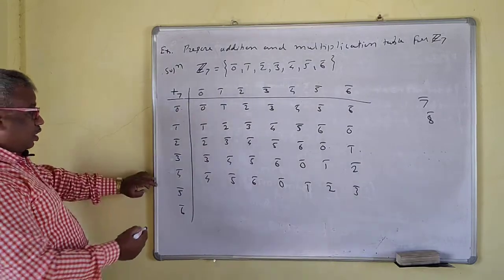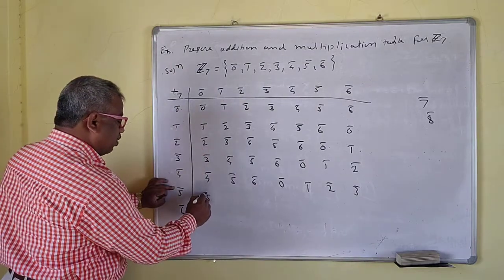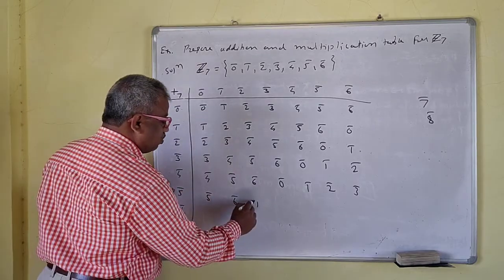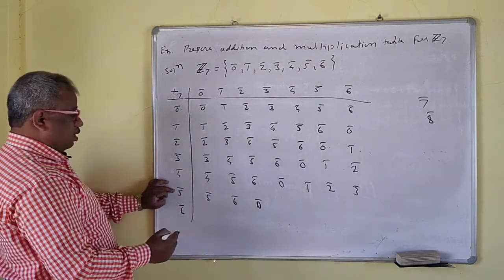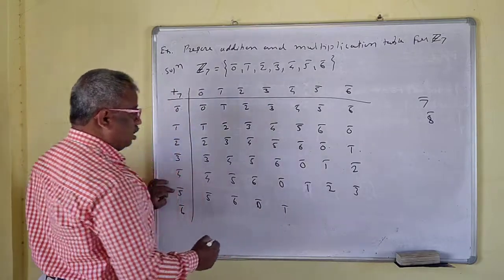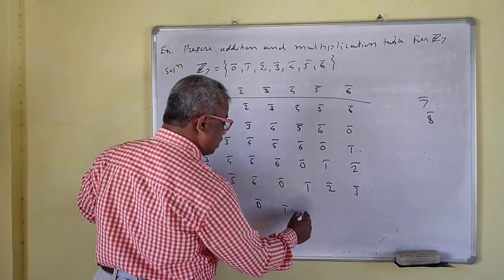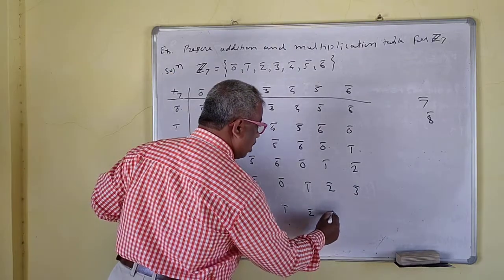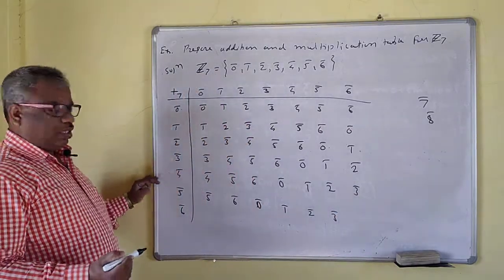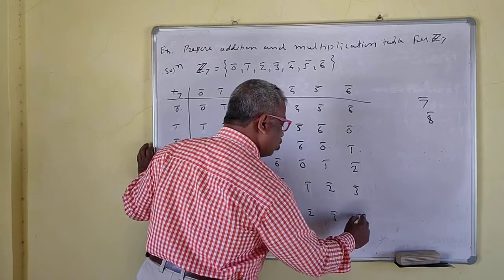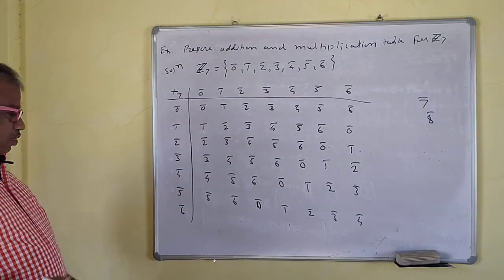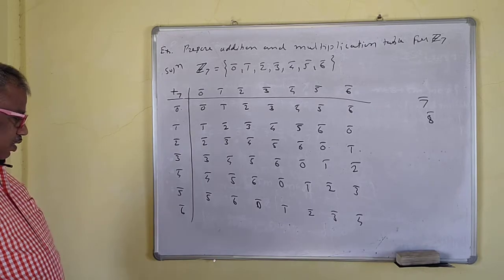Okay. 5 bar plus 0 bar is 5 bar. 5 bar plus 1 bar is 6 bar. 7 bar is 0 bar. Then 8 bar is 1 bar. Then 9 bar is the same as 2 bar. Then 10 bar is the same as 3 bar. Then 11 bar is 4 bar, because 11 is nothing but 7 plus 4. Okay. So 7 into 1 plus 4. That means 1 is the quotient and 4 is the remainder.